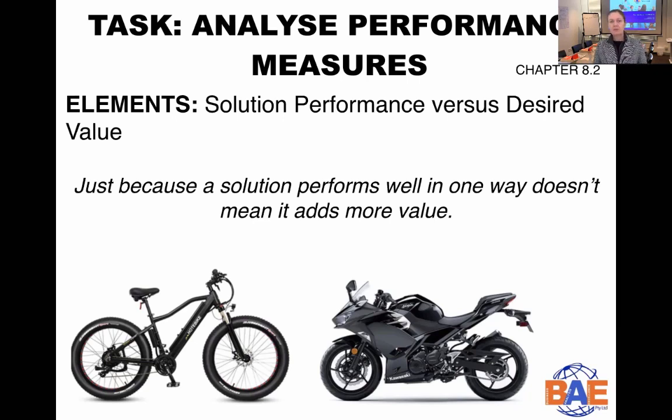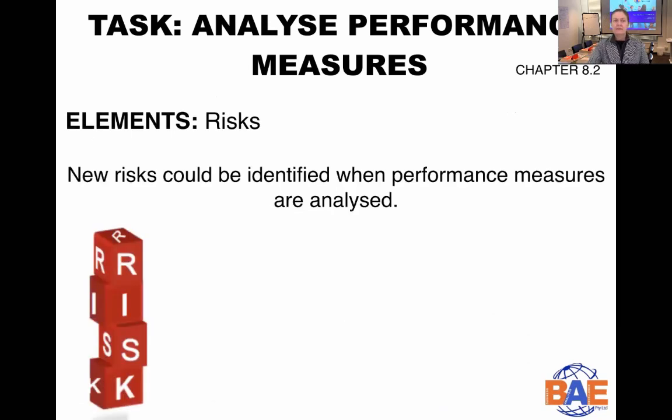So it's important to just make sure that we know what the desired value is that the business is looking for, and are we in fact measuring those particular aspects accurately. And just be mindful of the fact that, yes, certain parts might be working exceptionally well, but we need to check that it's actually delivering the value that we were hoping for. Now, the next element might be that new risks could be identified when performance values are analyzed.